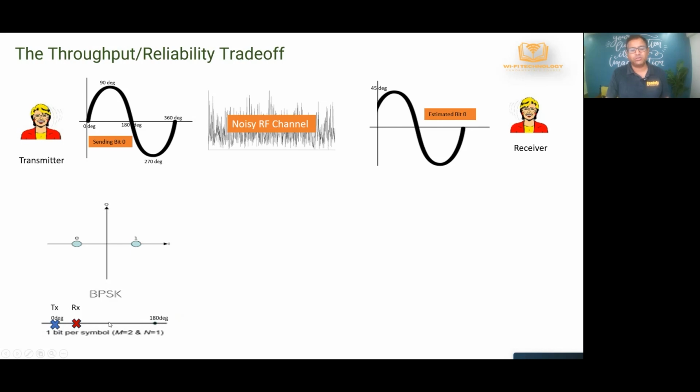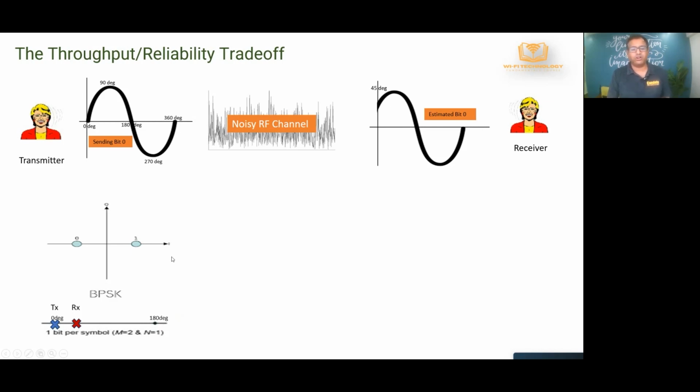So the probability of what was actually sent being a 0 is much higher than it being a 1. The chances of this being a 1 is actually very low, because the distance between here and here is very far, as opposed to the distance between here and here, because there is a huge distance between 0 and 180 degrees. So now the receiver will say, okay, I can with very high probability estimate that this bit is 0 and not a 1.